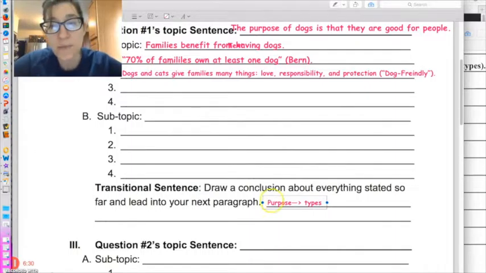So draw a conclusion about everything stated so far and lead into your next paragraph. So after I've filled all of this in, I realized that dogs actually serve a very positive purpose in people's lives, that they are a very good thing. Now, I know that there's many types of different dogs, so I'm going to want to do one of the following.